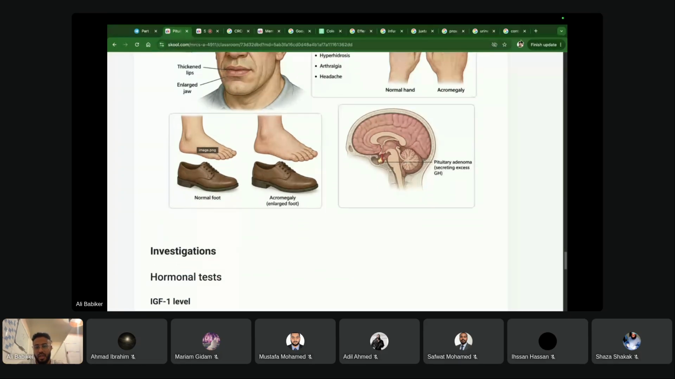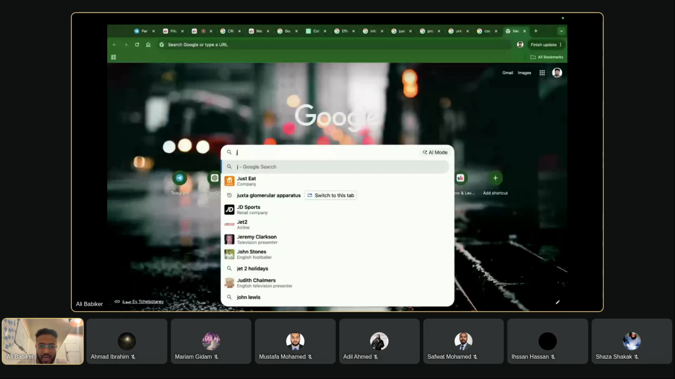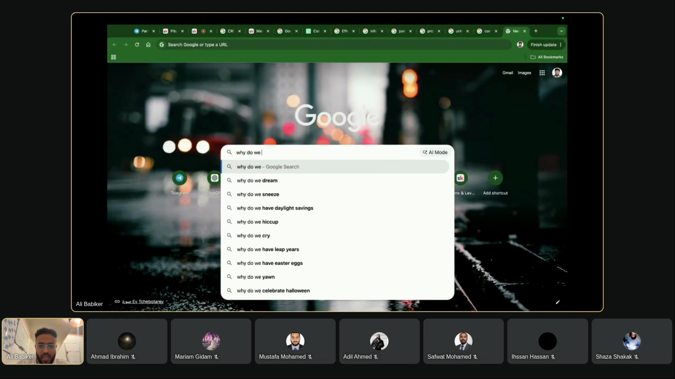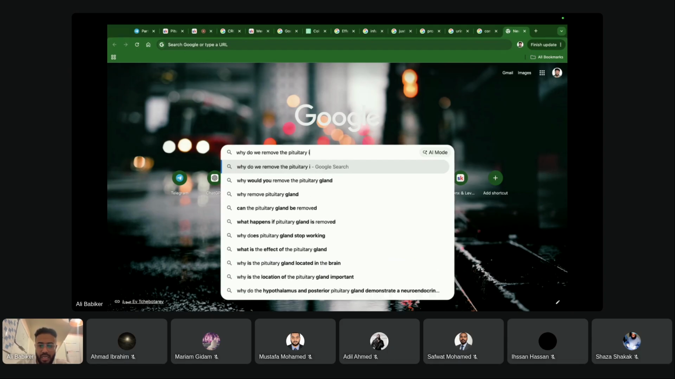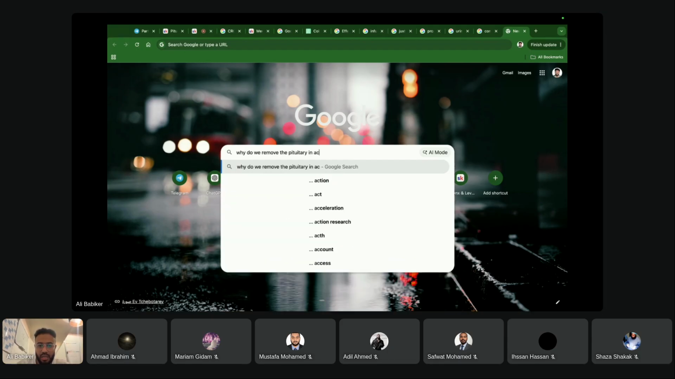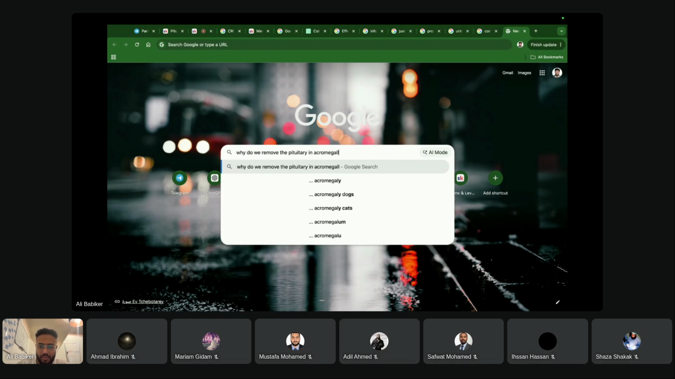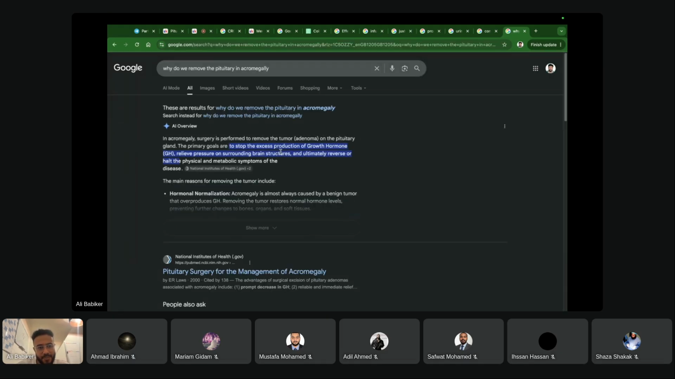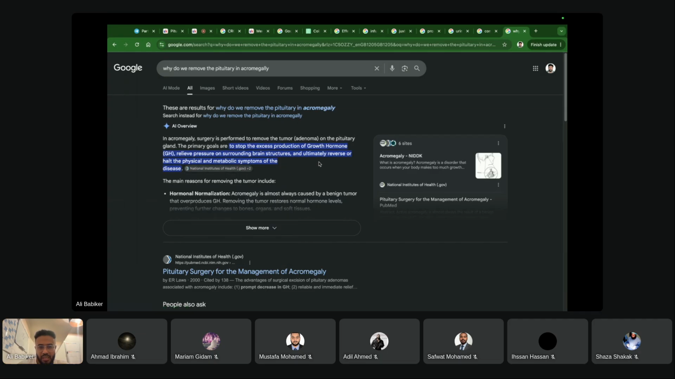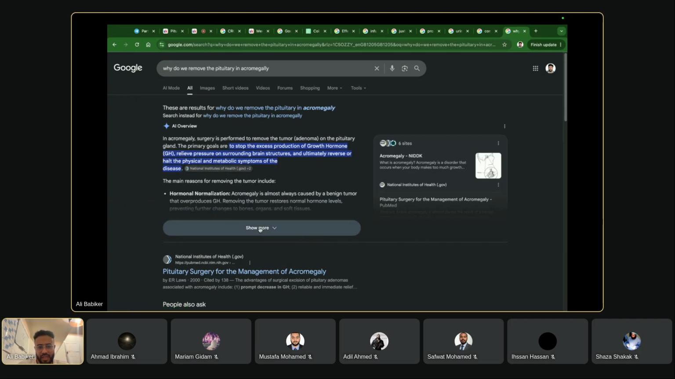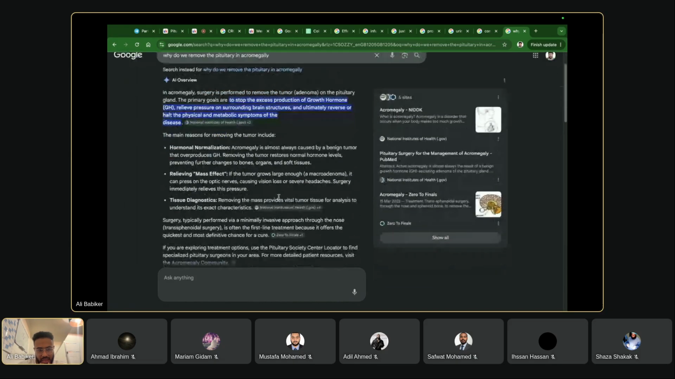Okay, so if we come here, why do we remove the pituitary in acromegaly? Surgery is performed over the tumor, the adenoma, on the pituitary gland. This primarily goes to stop the excess production of growth hormone. There's another thing I want to tell you.